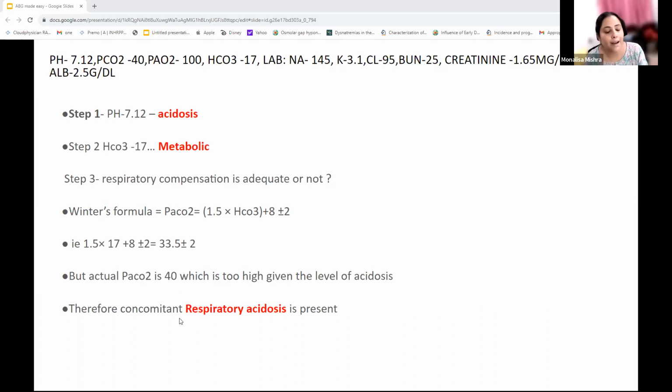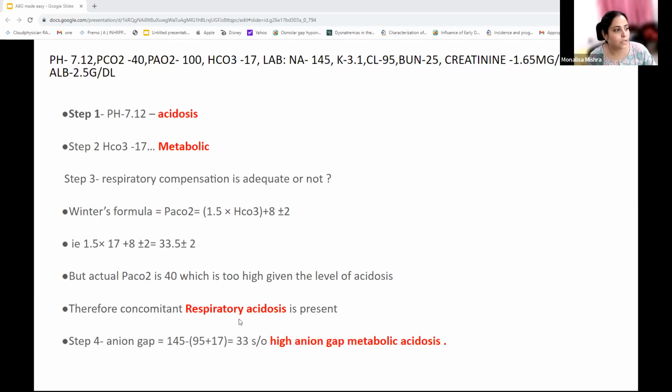Therefore, along with the metabolic acidosis, there is respiratory acidosis present. There is no respiratory compensation or respiratory alkalosis here. So along with metabolic acidosis, there is respiratory acidosis present. And the next step will be calculating the anion gap.